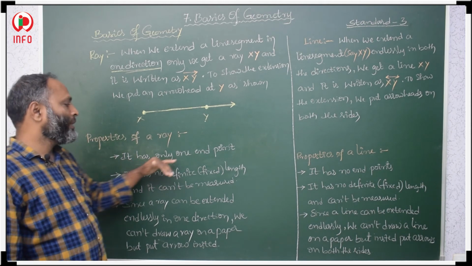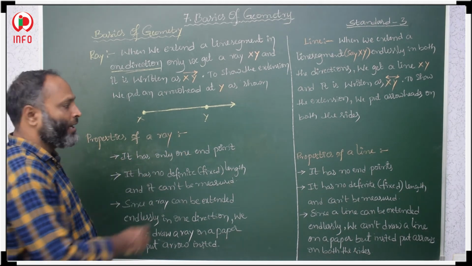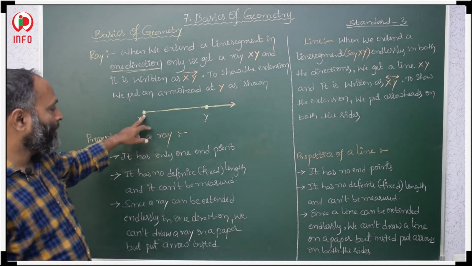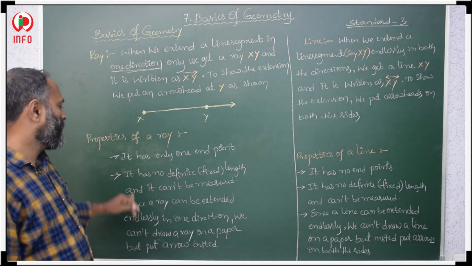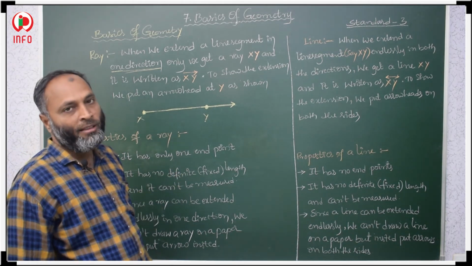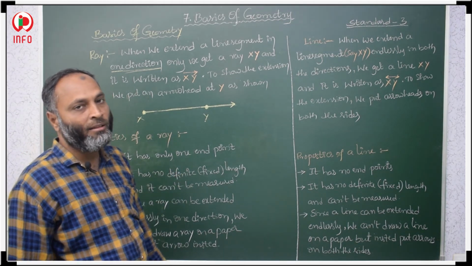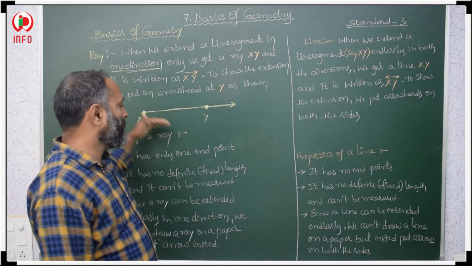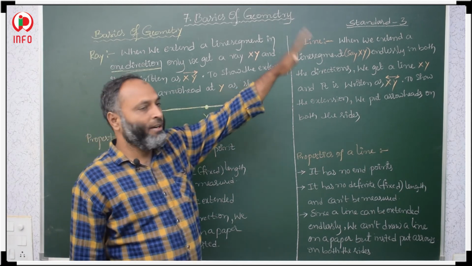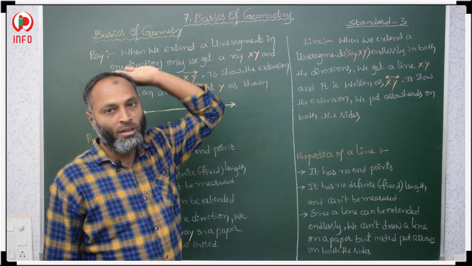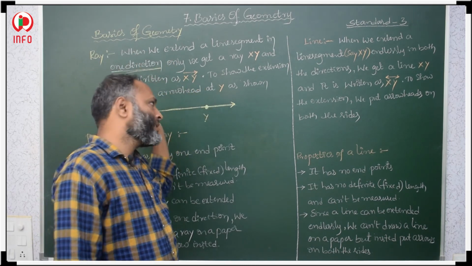Properties: it has only one endpoint. A ray has only one endpoint, that is X. The second, it has no definite length. Why does it have no definite length? Because it has only one endpoint. In the other direction it extends infinitely. Where it stops, we don't know. It goes on. In one direction it moves.